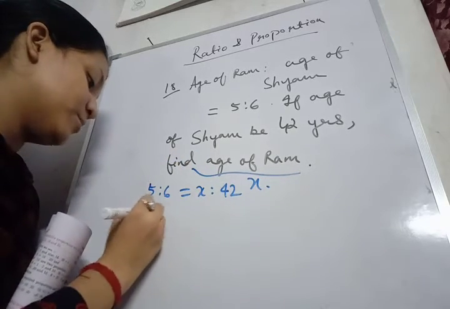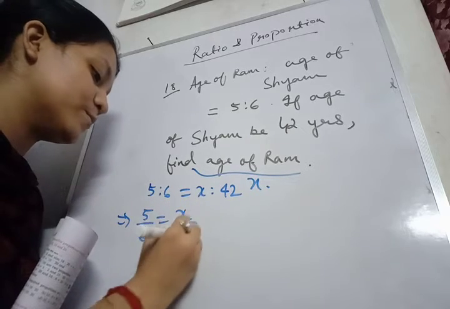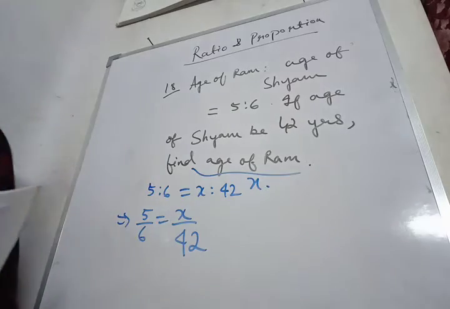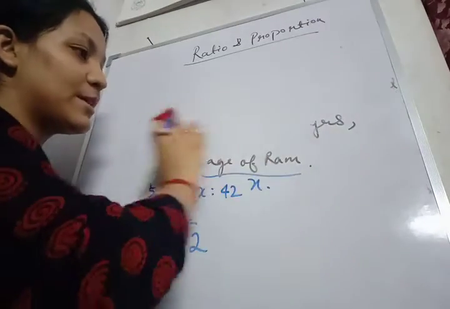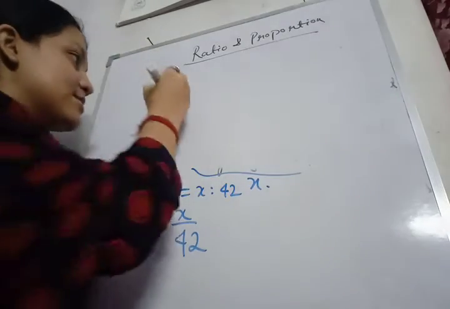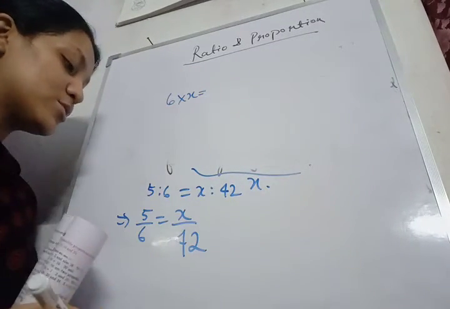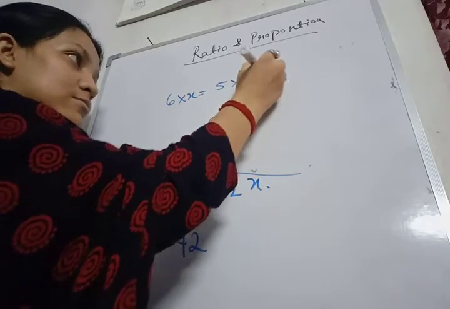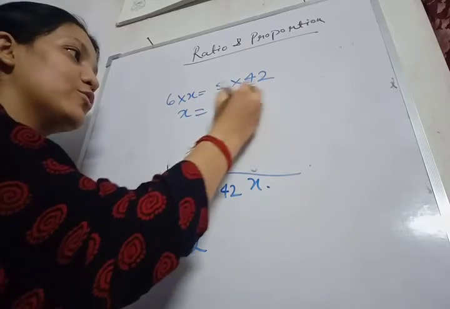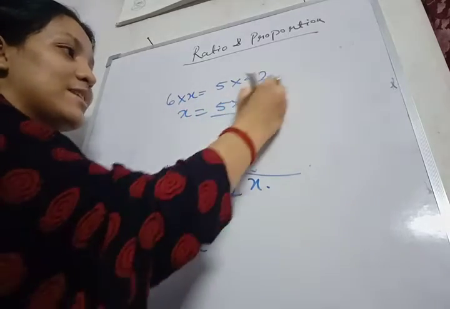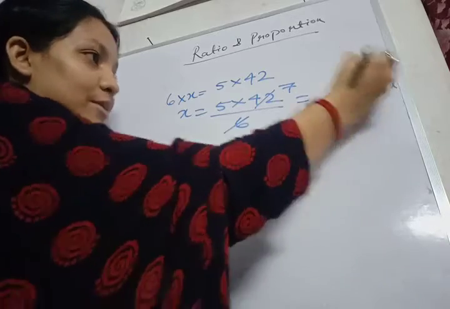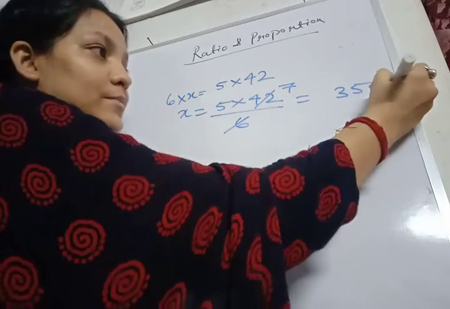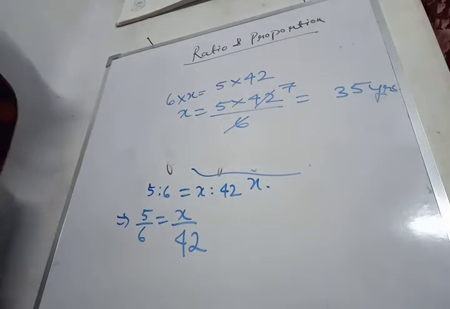Now we take the division form, that is 5/6 equals x by 42. Then we do the cross multiplication. On cross multiplication, what do we get? It is 6 into x equals 5 into 42. So x equals 5 into 42 by 6. So 6 7s are 42 and 5 7s are 35. This is your Ram's age, 35 years. Okay.